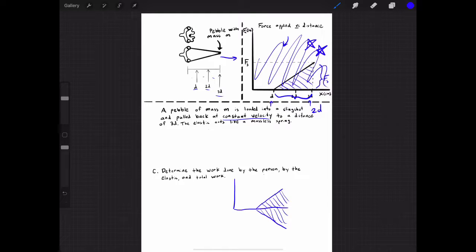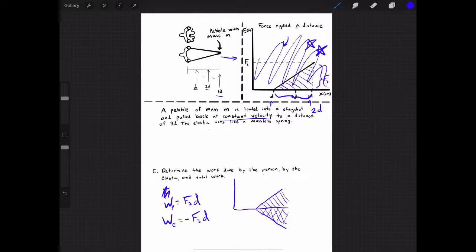Now the work that we got by the person, we determined was work equals F3 times D. The work done by the elastic, so I'll do W elastic, equals the negative. It's just going to be equal but opposite, and it's going to be this negative area down here. So it's going to be negative F3 times D.